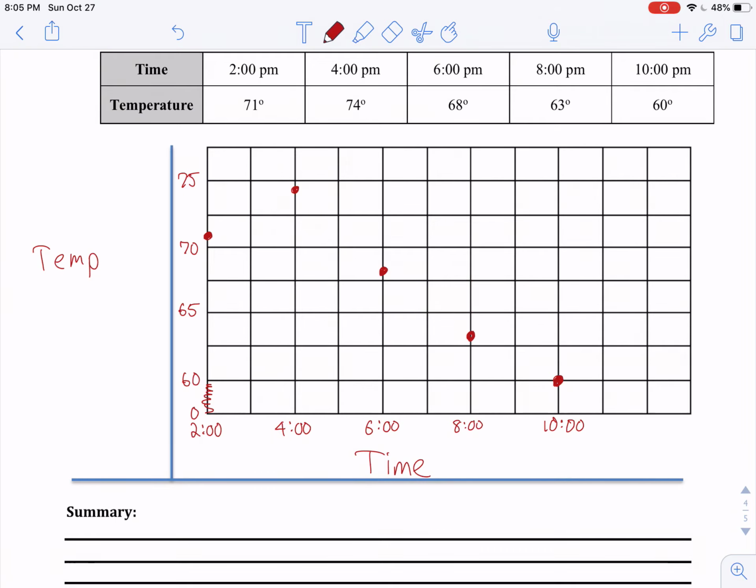So for this, it would actually make sense to connect these, because temperature changes very gradually. But let's not do that, because it does say it's a scatter plot. But you want to think about when you're making graphs if it makes sense to connect the points or not. Temperature is a gradual thing where it would make sense to do that.